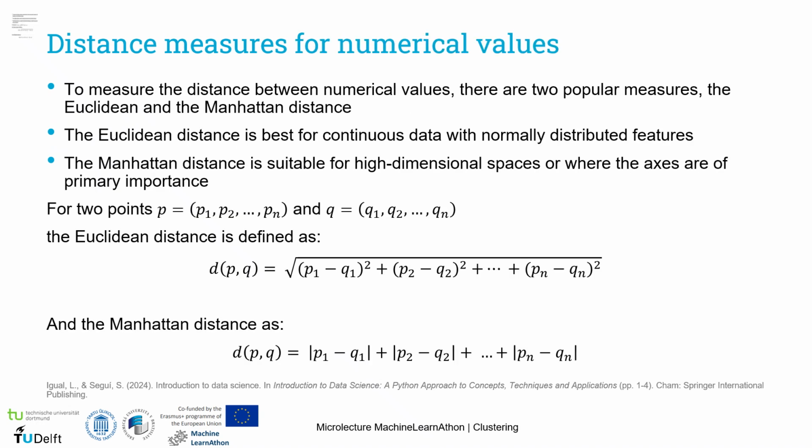For numerical values, there are two very popular distance measures. One is the Euclidean distance, which is basically the root of the squared distance between two points. The other one is the Manhattan distance, which is the absolute value of the distance between two points. It's advisable to use the Euclidean distance measure if you have continuous data that are normally distributed, and the Manhattan distance for high-dimensional data.